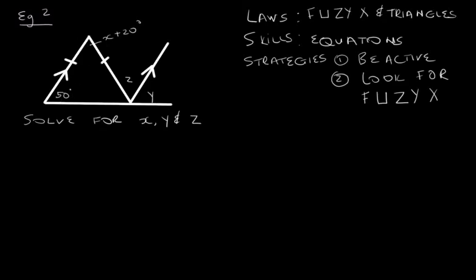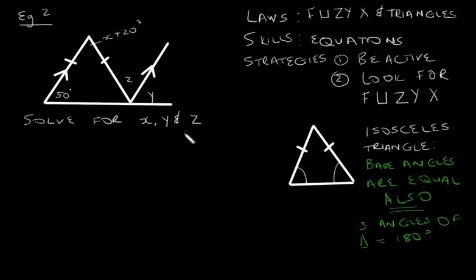Let me just unpack that for you. In an isosceles triangle, we have two sides which are equal to each other. This is how they will mark it if the two sides are equal to each other. That means that the base angles, this angle and that angle, will also be equal. So in an isosceles triangle, we must know that the base angles are equal. So if that is 40, that one will also be 40. If that is 50, then that will also be 50.